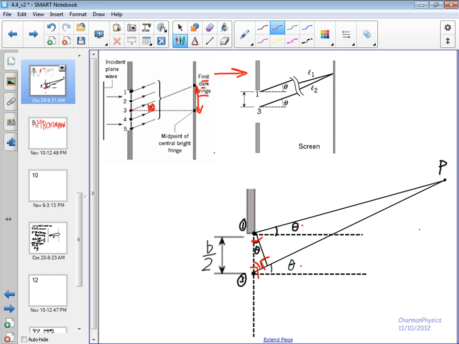So, again, pause me, rewind me, review this, okay? We've got to make sure we get the geometry straight. What we have here between points 1 and 3 is half the width of the opening. The width of the opening we've defined as b, so if you want to write that somewhere, b is equal to the width of the opening.